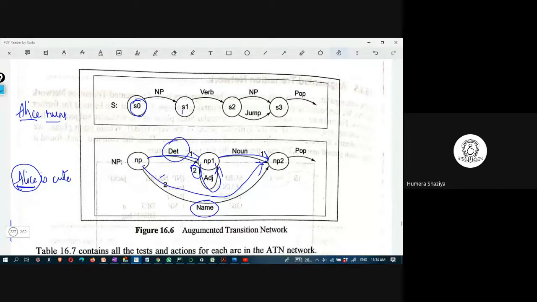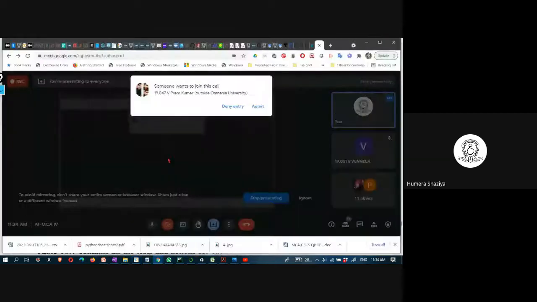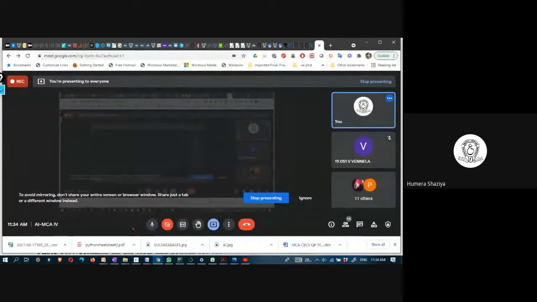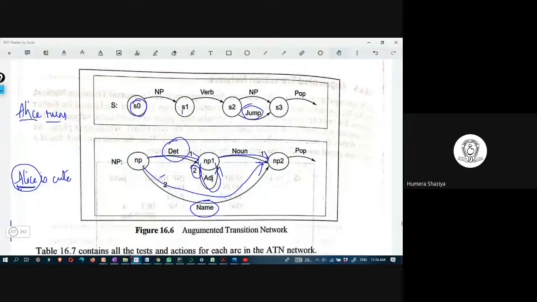Suppose the sentence has only Alice runs. Then from S0 to S1, from S1 to S2, from S2 to S3, it goes by not taking anything, just the jump. It just jumps without taking anything because there is nothing after the verb.